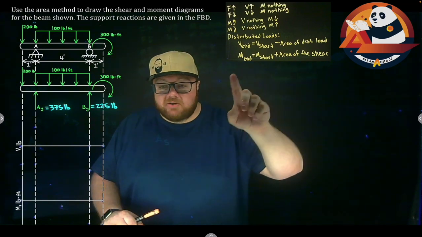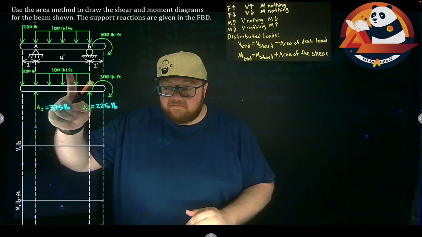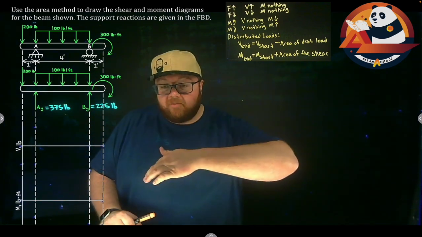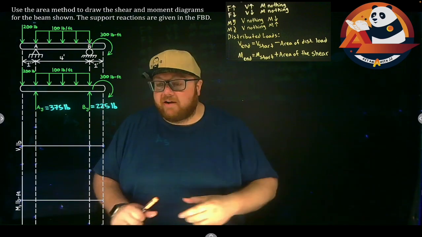For distributed loads, we can say our shear at the end of a distributed load would be the shear at the beginning plus the area. Our moment at the end of a shear area is our moment at the start plus our area of the shear. So we can come in and work through everything in there.